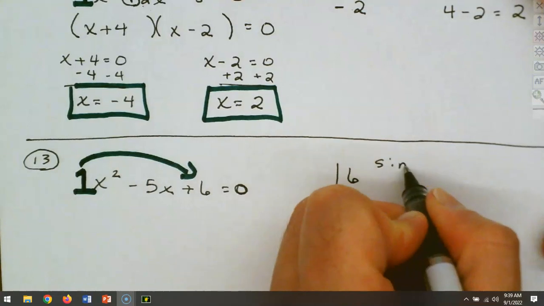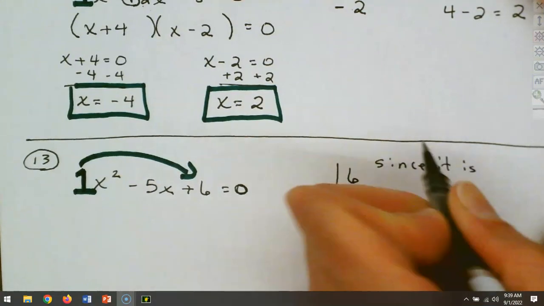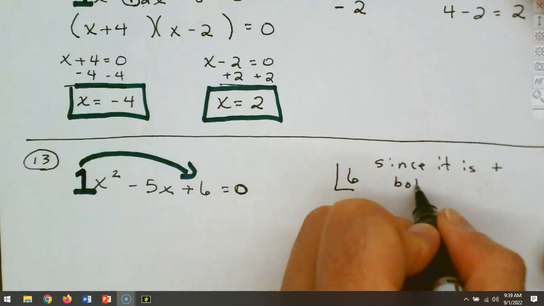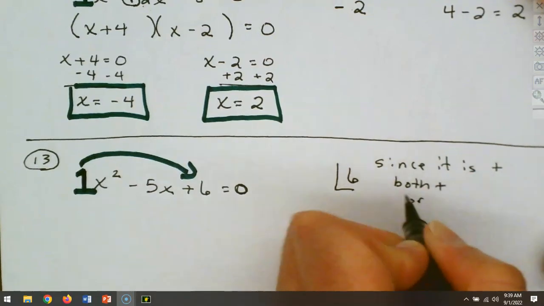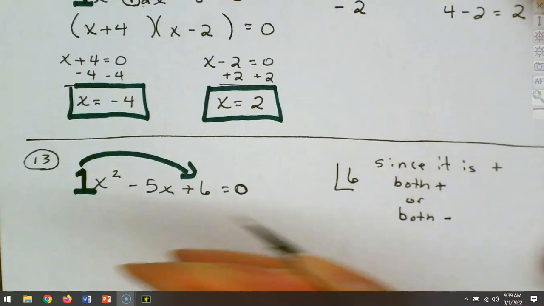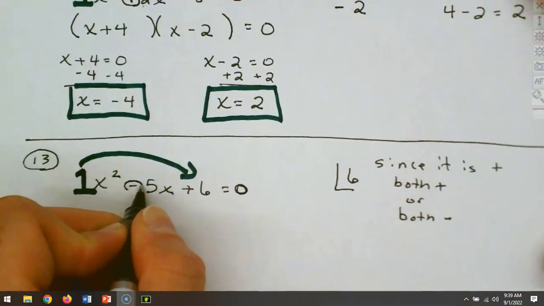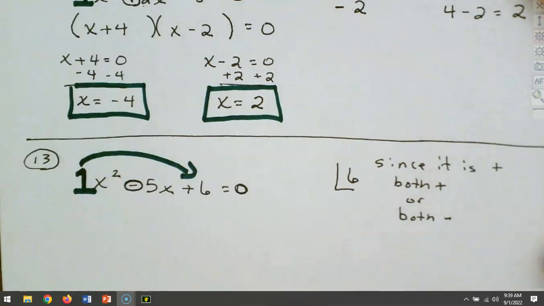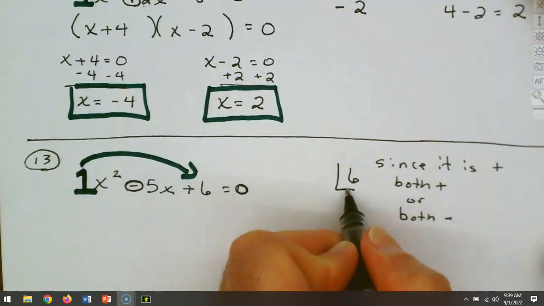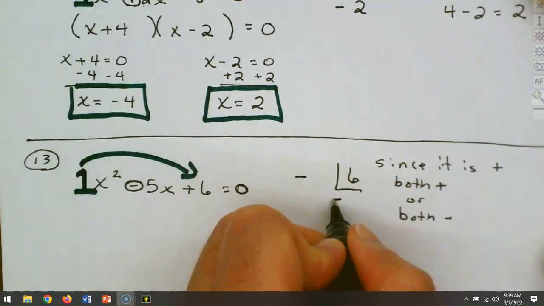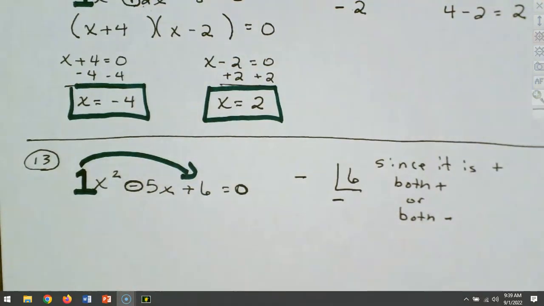Now, since this is positive, they're either both positive or both numbers are negative. Now we look at the sign in the middle. What's the sign in the middle? Sign in the middle is negative. So that means both of these numbers are negative. Now, what do we need? Okay, we need two numbers that multiply together to give me a positive 6 and add together, in this case, because they're the same signs, to give me a negative 5.